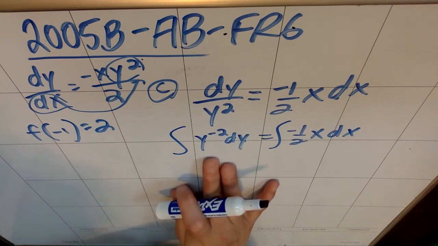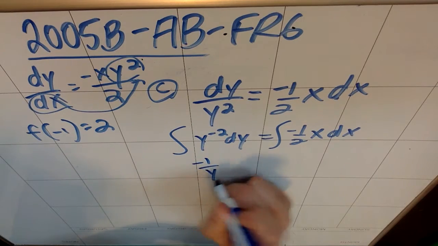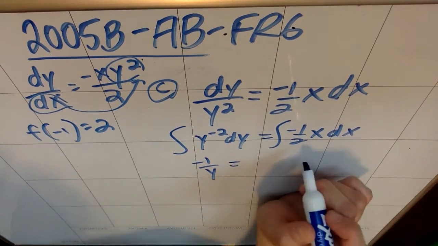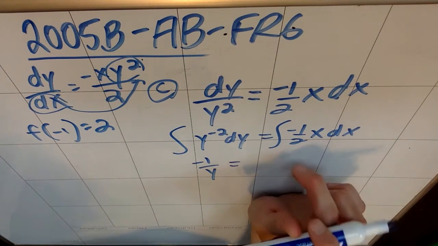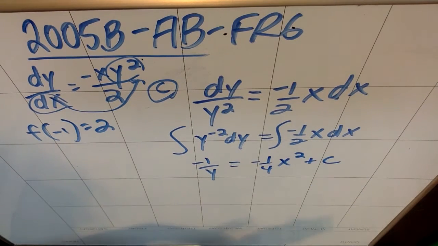When you find this antiderivative, you up the power by 1, which would be negative 1, and divide by the new power. So this is going to be a negative 1 over y. I'm not going to write the plus c, because I'm going to keep the plus c over here with the x. So when I up the power, it becomes an x squared, and I divide by that 2, so I get a negative 1/4 x squared plus some arbitrary constant.